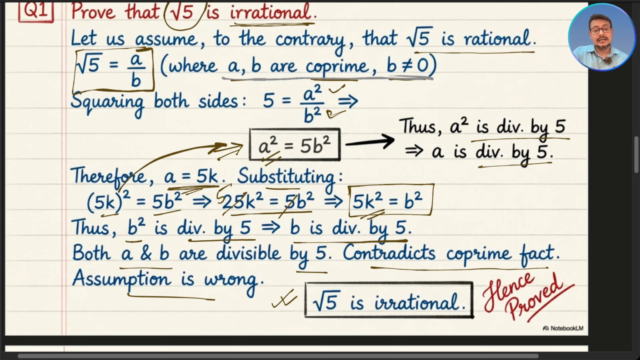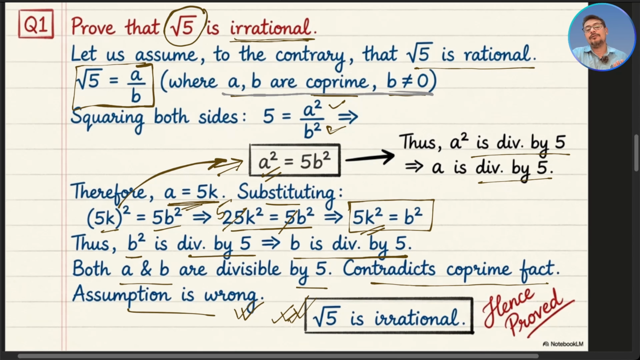So both A and B are divisible by 5, which contradicts our condition that A and B are co-prime. But as per our expression and result, A and B both happen to be divisible by 5. Therefore our assumption turns out to be wrong. Hence root 5 cannot be rational; root 5 is irrational. That is one way of attempting the problem, where directly the square root of any prime number is given and we have to prove its irrationality.